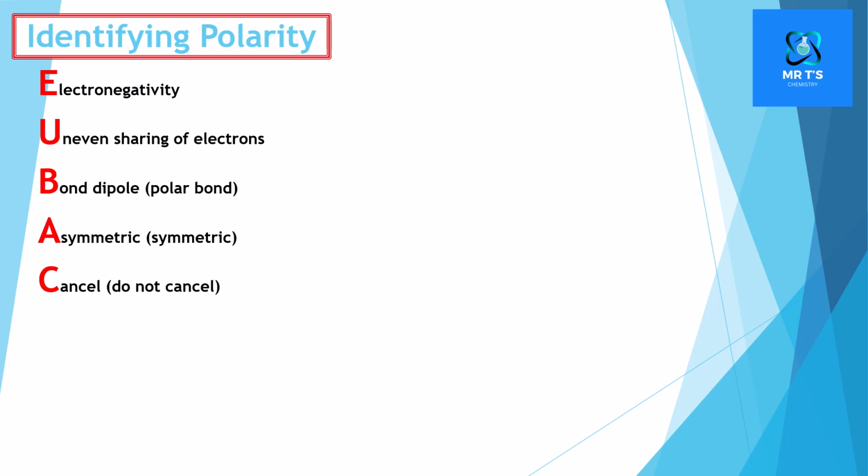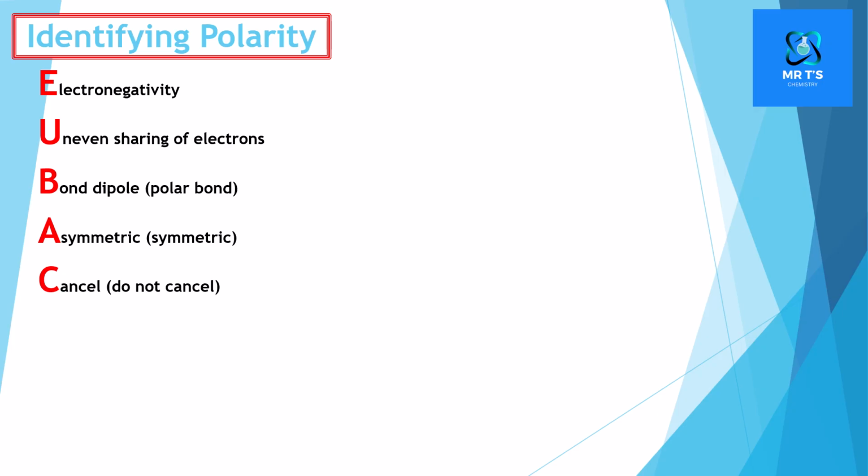I need to talk about a difference in electronegativity, that these 2 atoms bonded together share their electrons unevenly. Because of that, they produce a bond dipole and therefore a polar bond. Whether they are asymmetrically or symmetrically arranged, that is the bond dipoles, and that these bond dipoles either cancel or don't cancel out to produce either a polar or non-polar molecule.